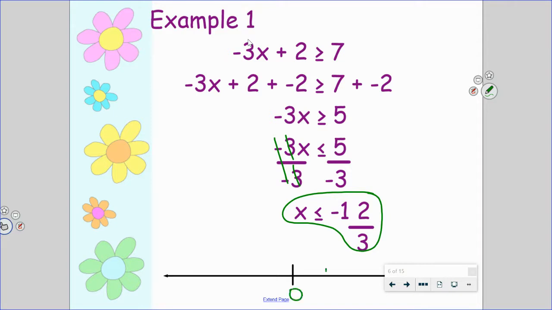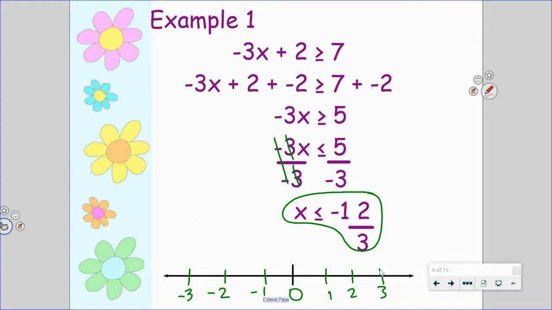So let me write in a few numbers here. I'm going to identify where negative 1 and 2/3 is. It'd be right about here. Should we leave it an open circle or a closed circle? Well, it can equal negative 1 and 2/3. And where would all the numbers be that are smaller than that? That would include negative 2, negative 2.5, negative 2.9, negative 3, negative 3 trillion, and so on and so on.